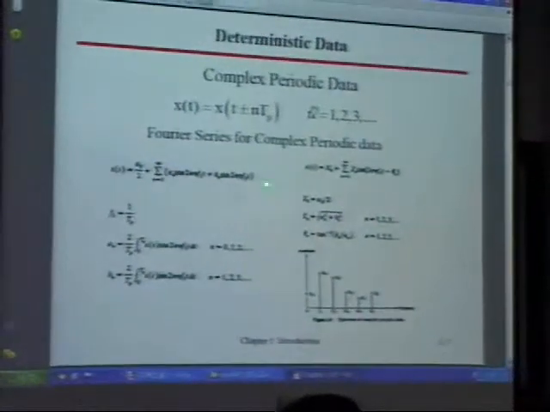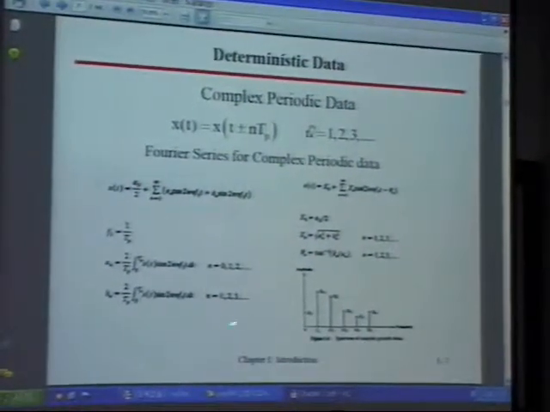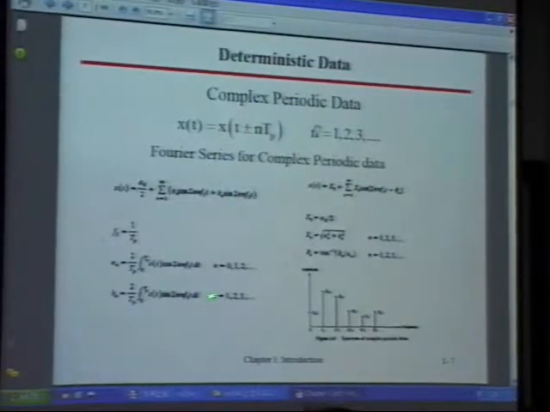So, deterministic data, sinusoidal periodic data, is complex periodic data, and I gave you a little bit of an appetizer. Today I'm going to give you the full set. This is a classical expression of the Fourier series.